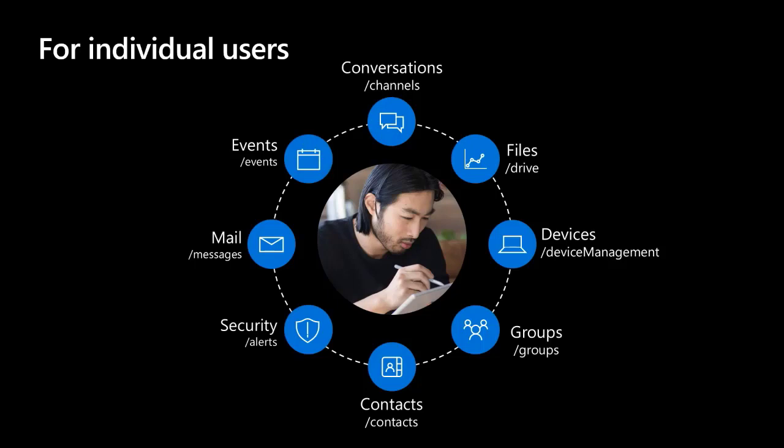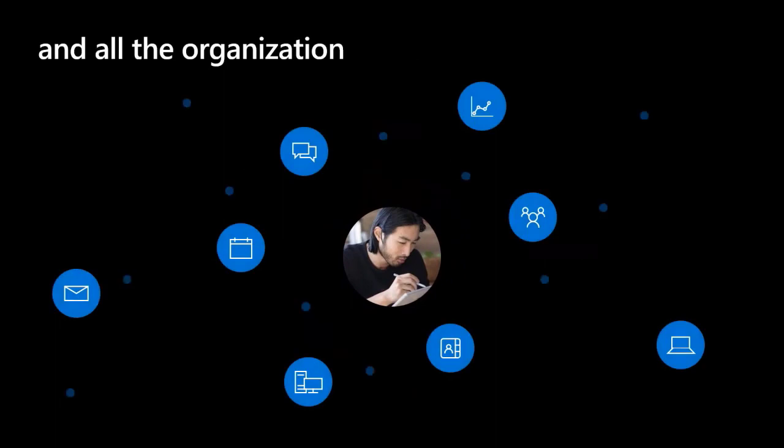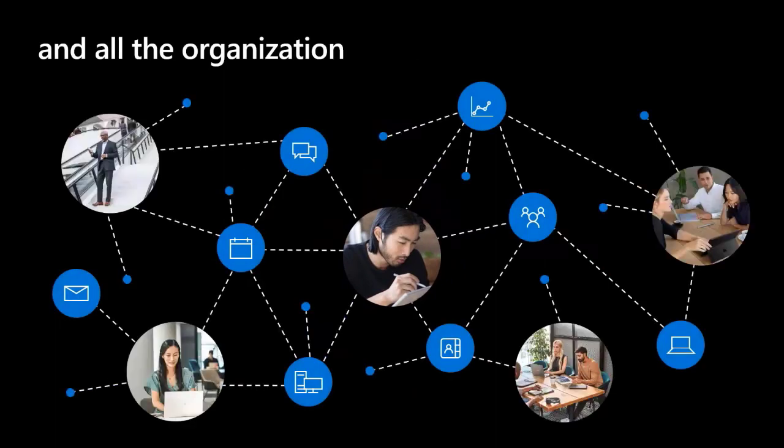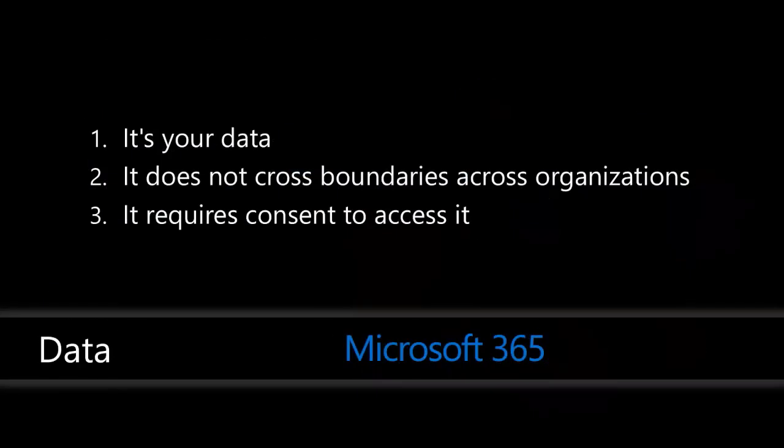When it comes to individual users, in day-to-day life, we deal with conversations, sending mail messages, files, and the list goes on. And in the case of an organization, Microsoft is connected with all of Office 365 plus Windows 10 and enterprise mobility and security. It's our primary responsibility to protect our organization data, so it does not cross boundaries across organizations unless you give consent to access it.